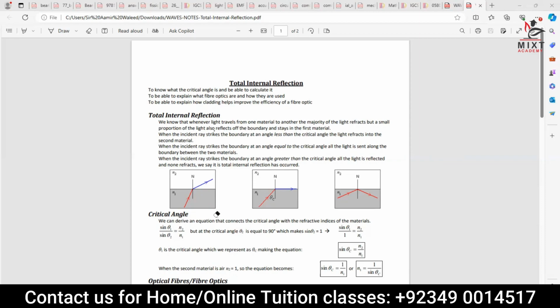And the second condition is, as you just said, the critical angle. The angle of incidence must be greater than the critical angle. If this is not the situation, total internal reflection may not occur. And then there is another very important condition.